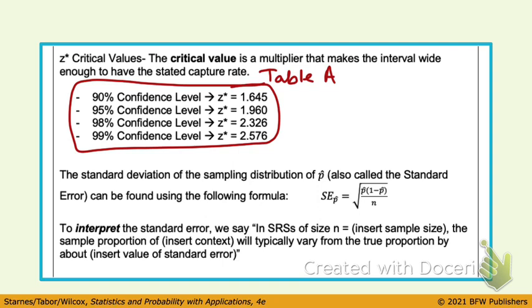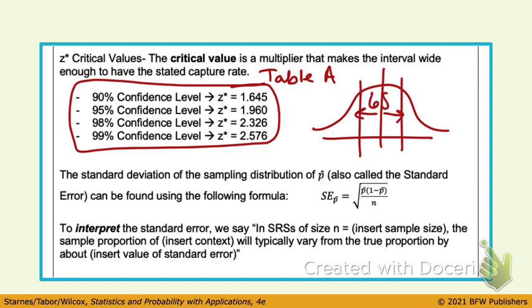A Z-star critical value basically is telling you how many standard deviations you need to go from the middle in order to capture the percent that you want to capture, okay? So from yesterday, we talked about the 68, 95, 99.7 rule. So 68% of our data, right? If I wanted to capture 68% of our data, then I would go about 1 standard deviation, or a Z-star critical value of 1, if I wanted 68% of my data.